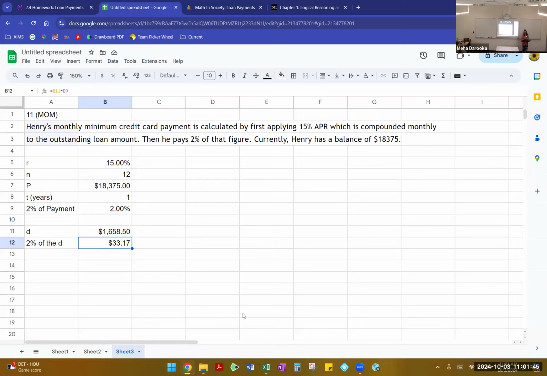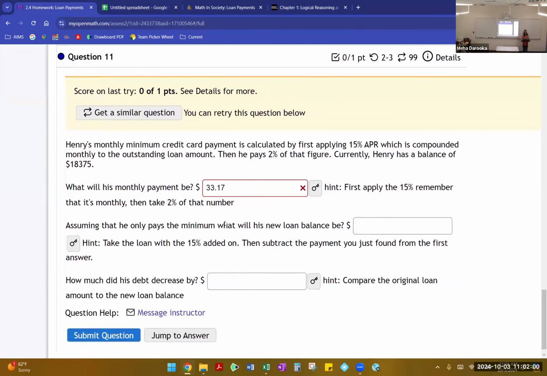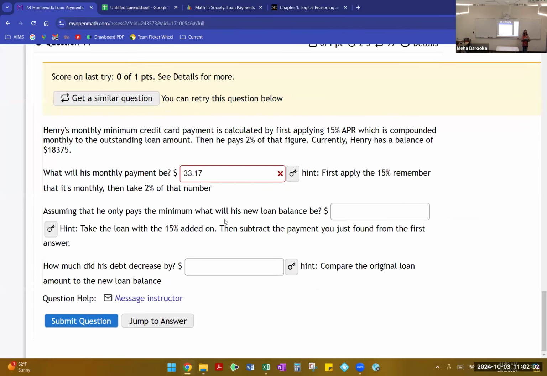Questions on how we came up with that number? Okay, if not, let's check and see if we did that math correctly. So $33.17. No, it's incorrect. All right, where did we go wrong?